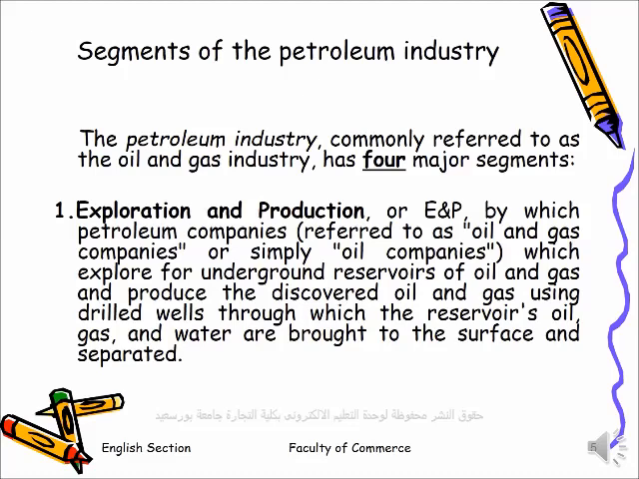The first segment is called exploration and production, and its abbreviation is E&P. Exploration and production, by which petroleum companies, referred to as oil and gas companies or simply oil companies, explore for underground reservoirs of oil and gas and produce the discovered oil and gas using drilled wells, through which the reservoir's oil, gas and water are brought to the surface and separated.